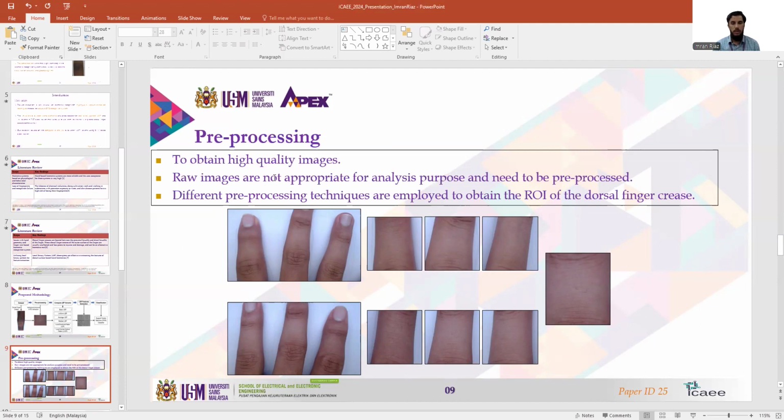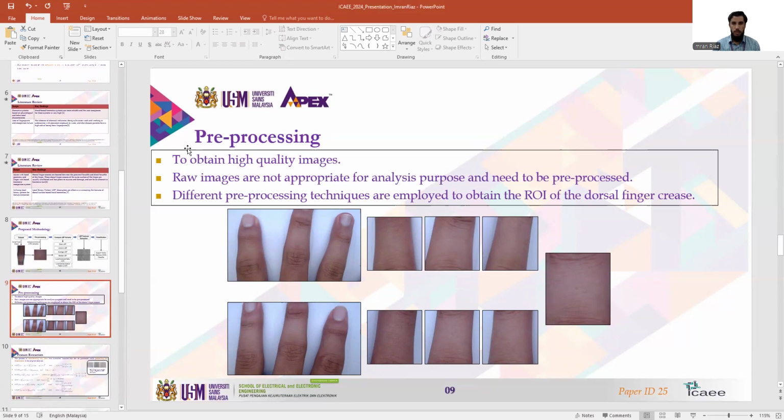Definitely, the raw data or the images which we just acquired cannot be used directly for the feature extraction or the classification purpose, even in deep learning. We need to do some pre-processing to remove the noise, to remove the unwanted background area. So after cropping and removing the unwanted background area, we got this final ROI of the dorsal finger crease image.